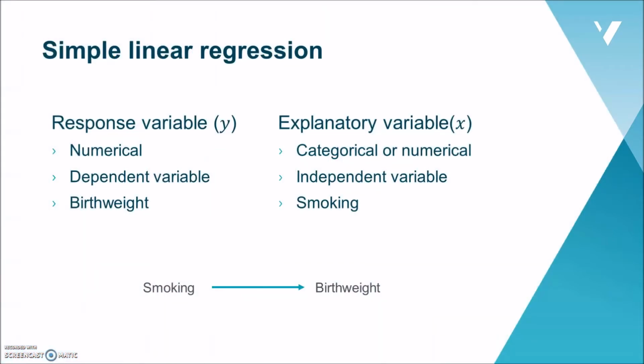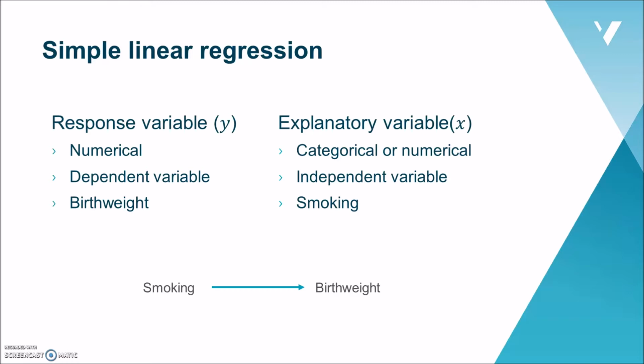In this lecture, we will focus on simple linear regression. A simple linear regression consists of only two variables, one response variable and one explanatory variable. The response variable usually represents an outcome such as an illness, condition, or quality of life. The explanatory variable represents a factor that affects the disease, condition, or quality of life. The response variable and explanatory variable are usually denoted by the letters y and x.